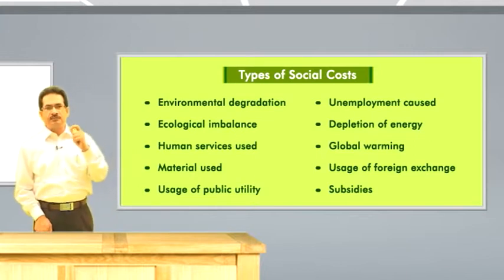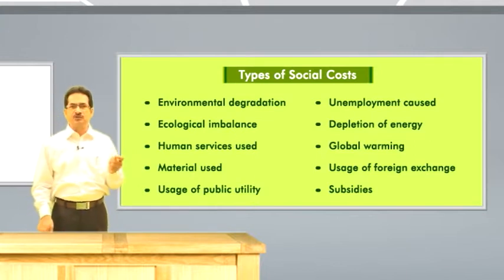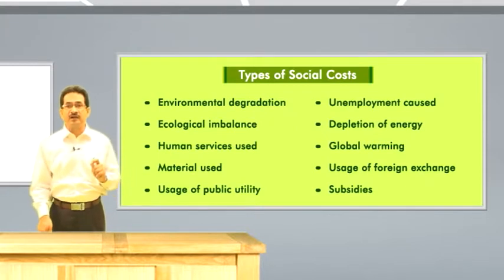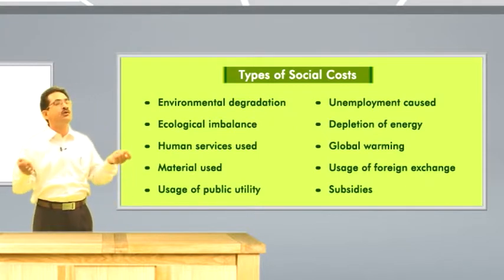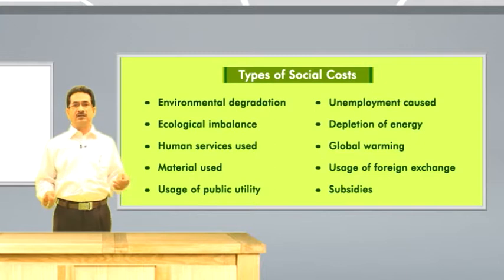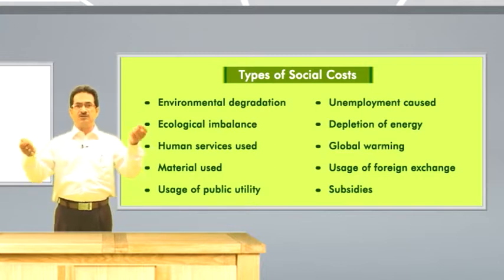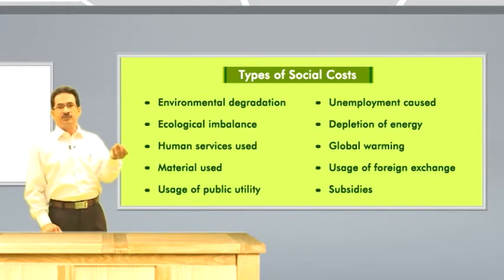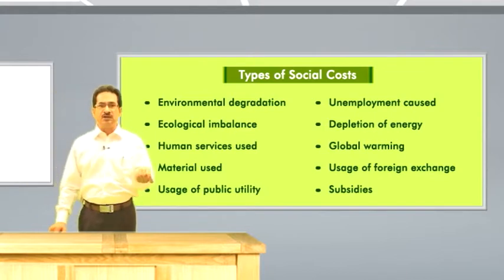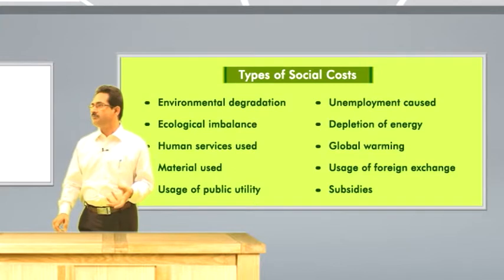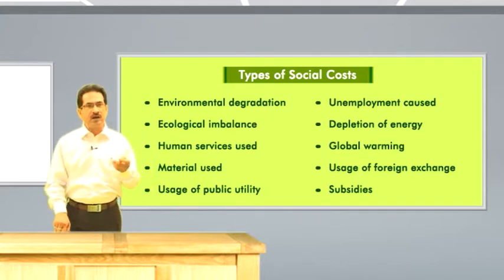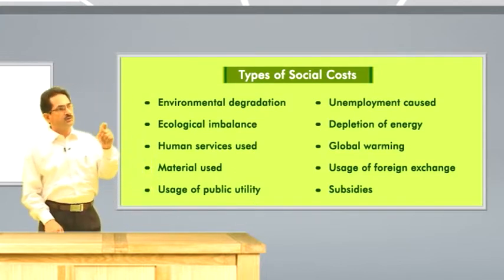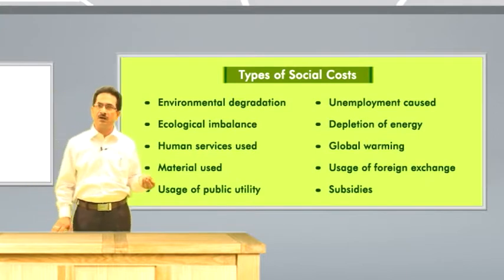Then another type of social cost is unemployment cost. Disengagement of labor at the advent of mechanization, we all know. We all know the decline of cottage or small industries because of big industries. Abolishing of business opportunities due to changing situations. Now the big shopping malls are creating problems for the small businessman.